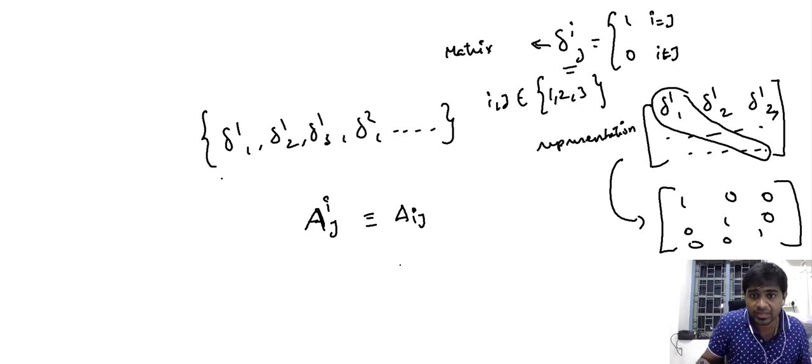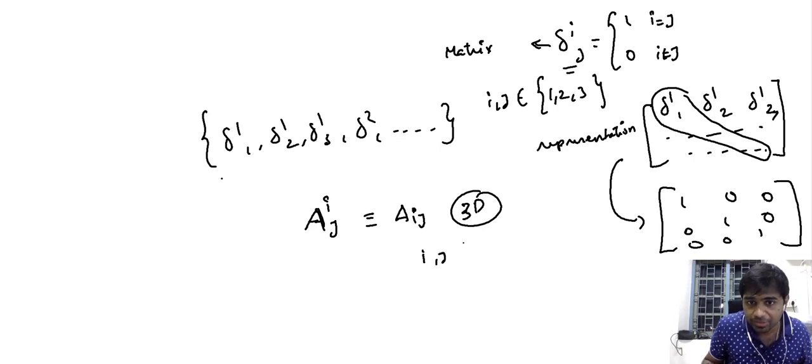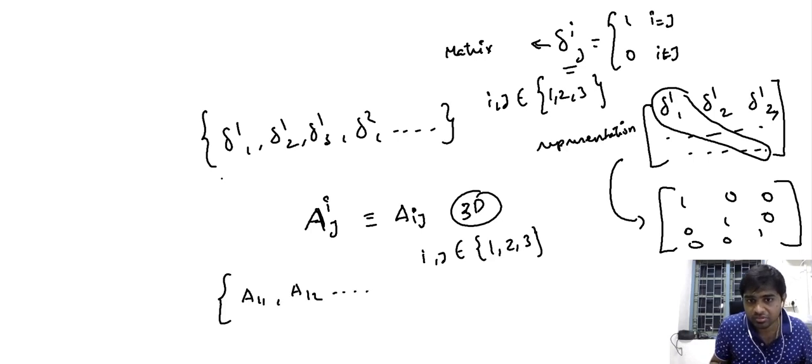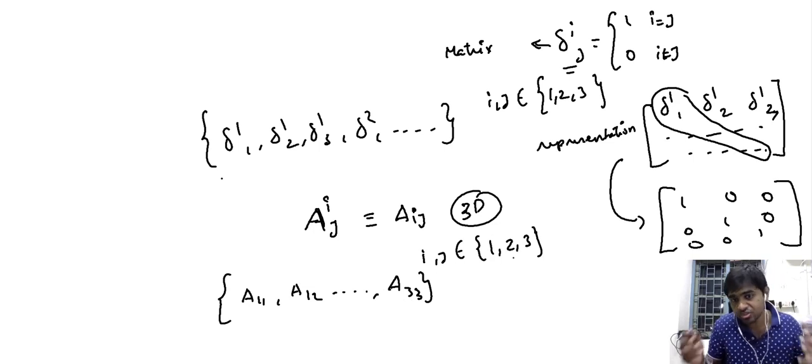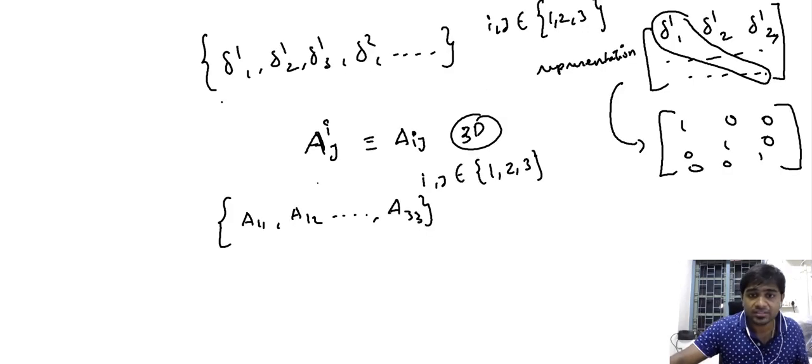Since we are restricting ourselves to a three-dimensional system, the values of i and j could only range between 1, 2 and 3. Therefore, all the possible values this tensor can assume can be written as A11, A12 and so on, ultimately leading to A33. So all the values that this tensor can assume, when i and j can only assume values 1, 2 and 3, can be represented as a set of numbers.